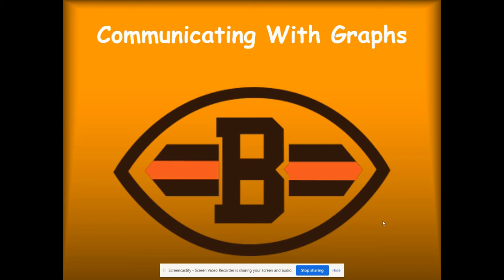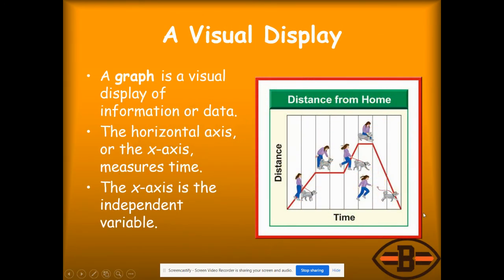Okay, so this is notes 1.3, communicating with graphs. A graph is a visual display of information and data. The horizontal axis, or the x-axis, measured time.